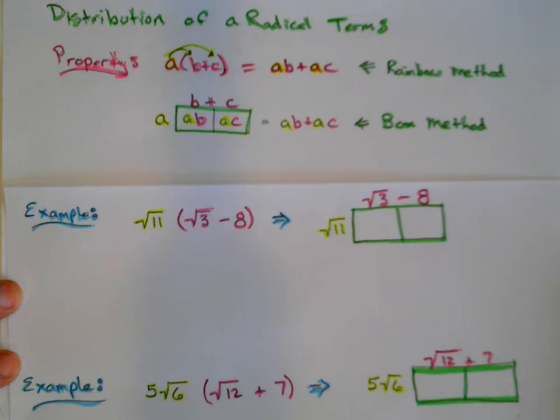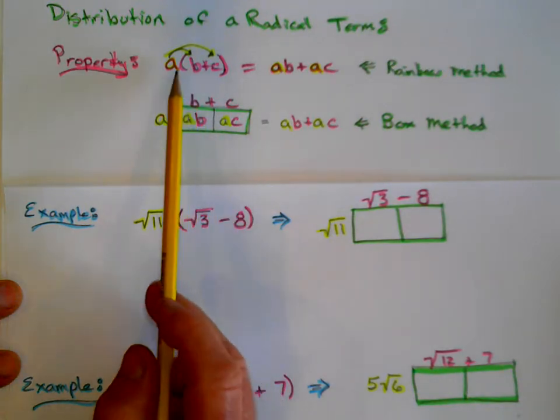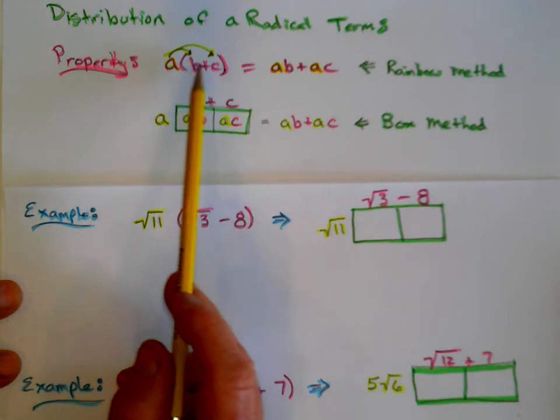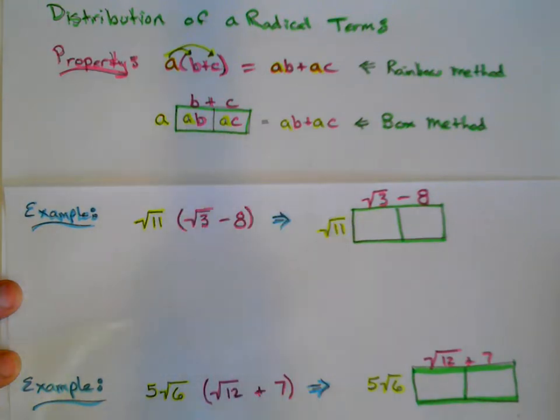Okay, wonderful. We're going to look at the distributive property using radical terms. It looks kind of like this. You've got a monomial, which means one term on the outside, and you distribute it through. The rainbow method is just that you distribute that term to each one. The box method goes like this. I'm going to use the box method for all of my examples.